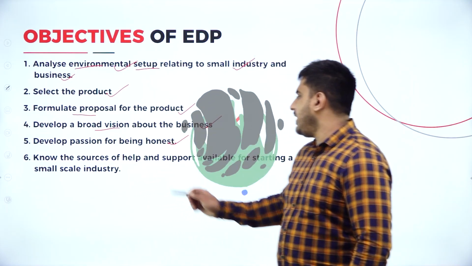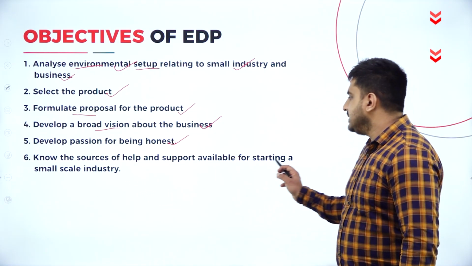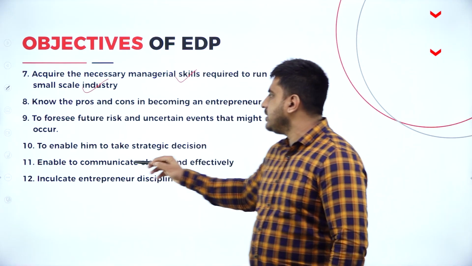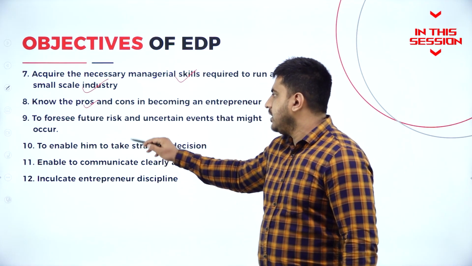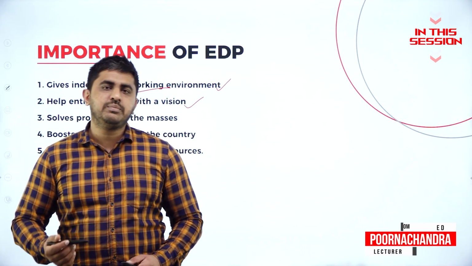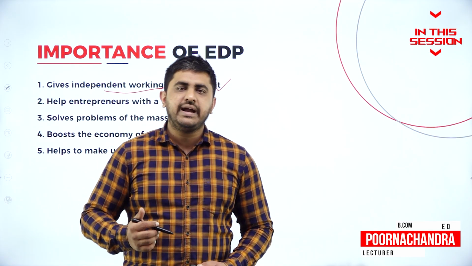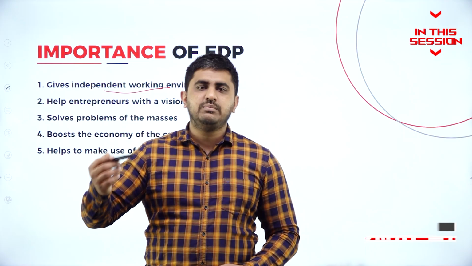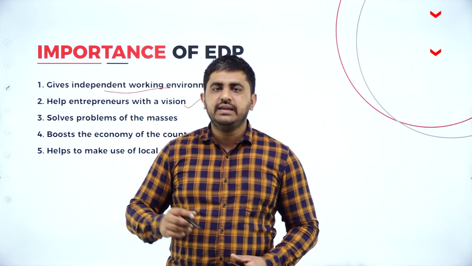Know the source of help and support available for starting small scale industries. Know the pros and cons in becoming an entrepreneur. Pros means advantages, cons means disadvantages. So what EDP does is, it will help the entrepreneur with a vision, like what kind of activities they might have to do after 6 months or after 1 month. That clarity will be given by the EDP.